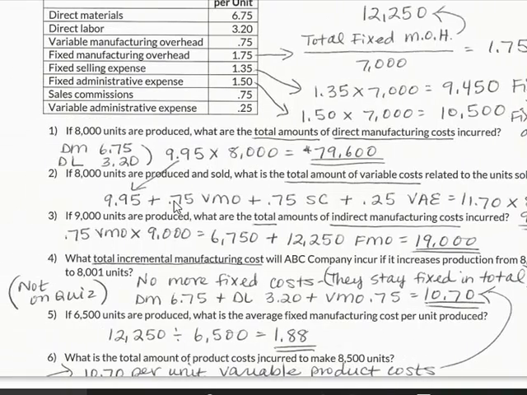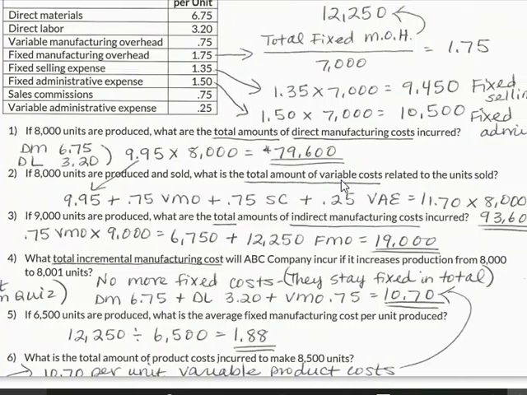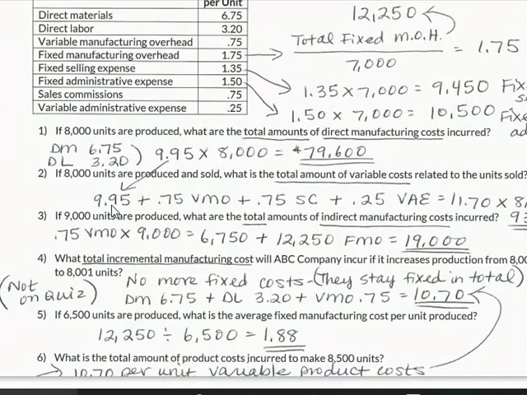In question 2, 8,000 units again are being produced and sold, but now we're being asked for the total amount of variable costs. So not just variable manufacturing, but all variable costs. So we will include, again, the direct materials and direct labor, since those are variable costs. And now we're not just being restricted to direct costs. We're being asked for total variable costs.